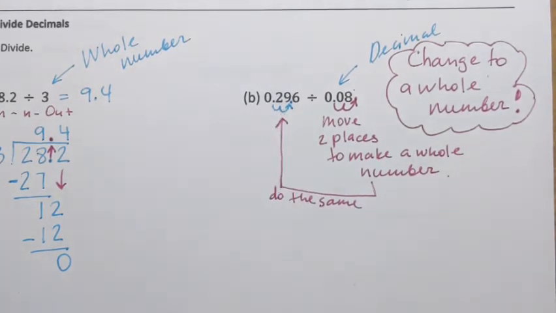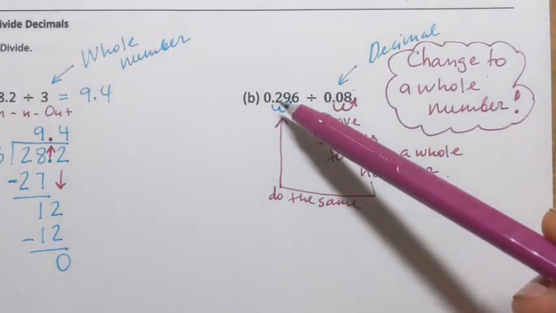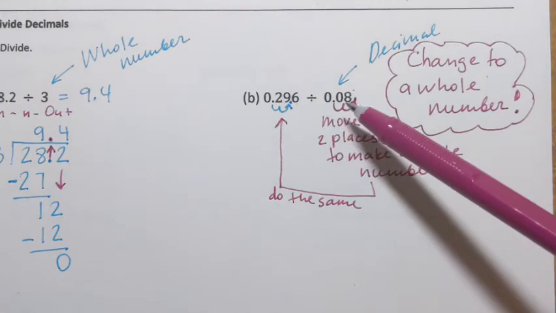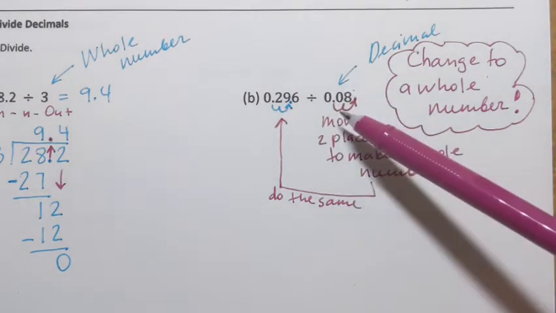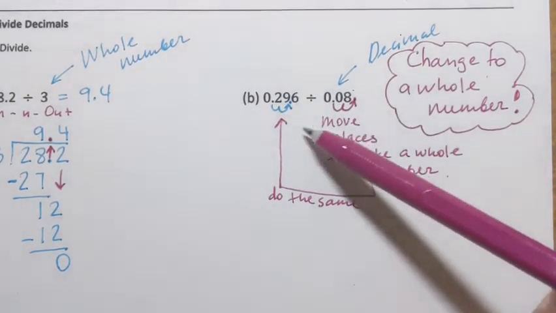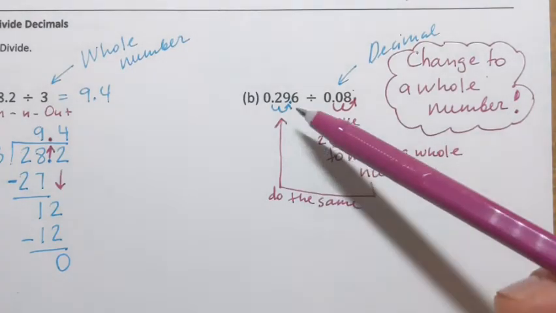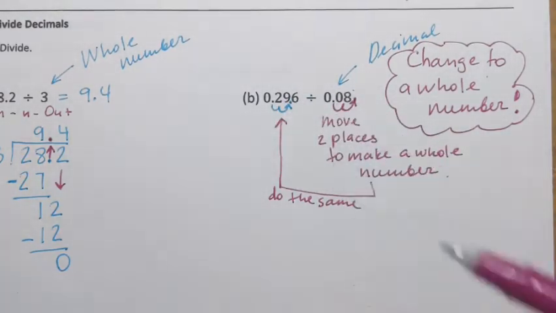Now, why is that? Originally, we had to divide 0.296 by 0.08, and changing only one number changes the problem, right? Then the answer would be different. But in order for us not to change the result of this operation, we have to change both numbers the same way.